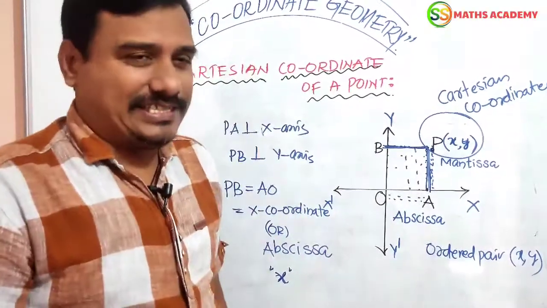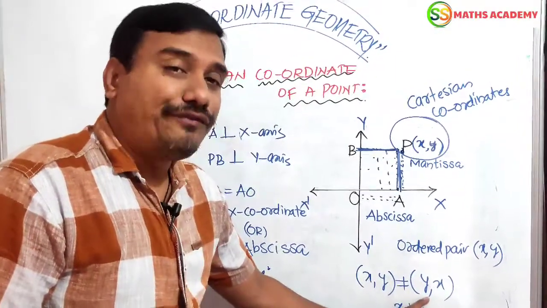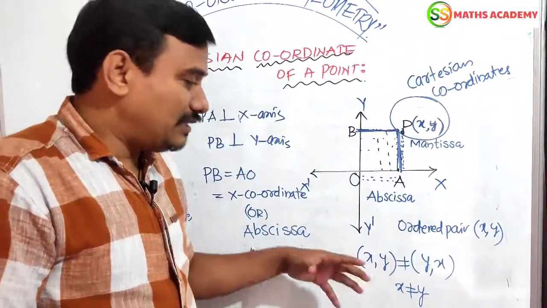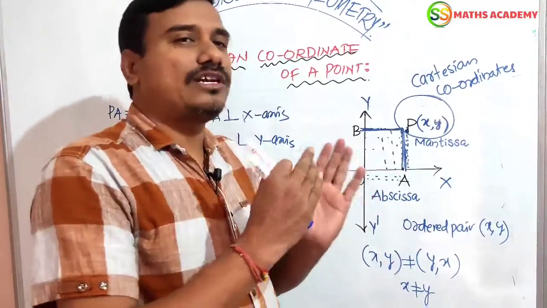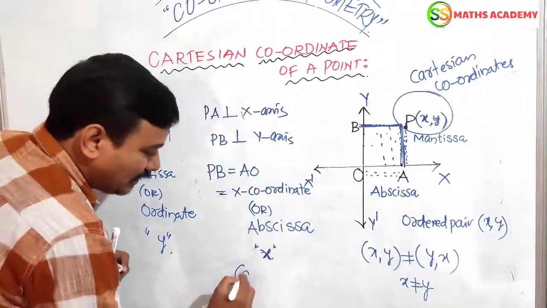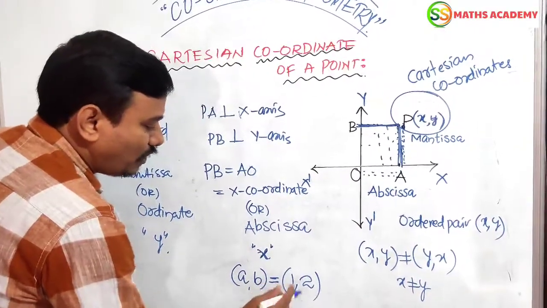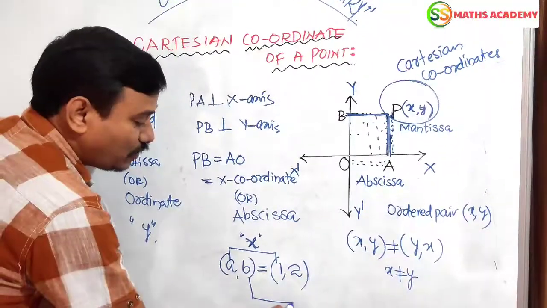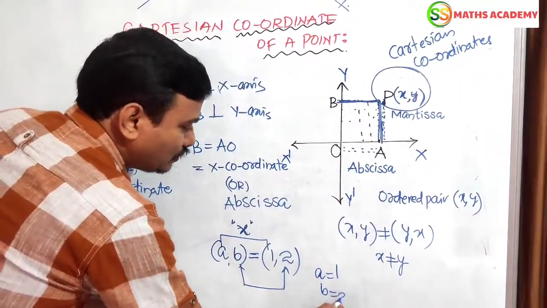Here you should observe one notice. The ordered pairs x comma y and y comma x are different whenever x is not equal to y. For suppose both the ordered pairs are equal, then we can say that the first coordinate equals the first coordinate, and the second coordinate equals the second coordinate. Example, suppose the ordered pair a comma b equals 1 comma 2. Both the ordered pairs are equal, so a equals 1, b equals 2.